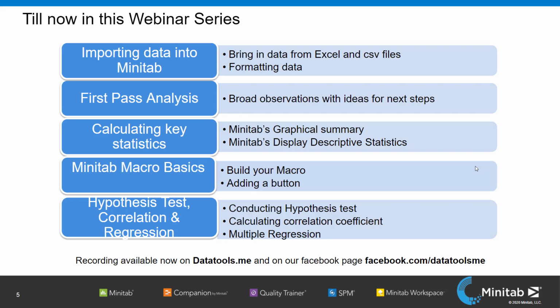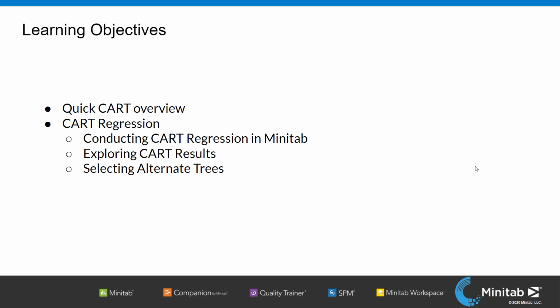Today we are going to learn about one important topic, which is CART. In this webinar, we will do a quick CART overview. We will look specifically at the regression part of CART, and then we will conduct a CART regression exercise in Minitab. We will explore the results and we will see how to select alternating trees.